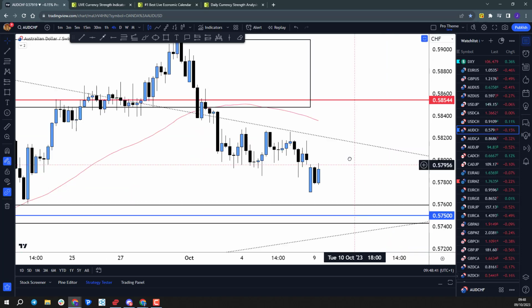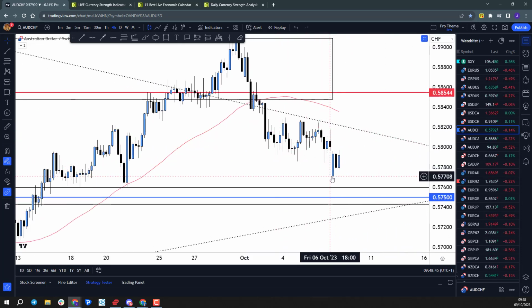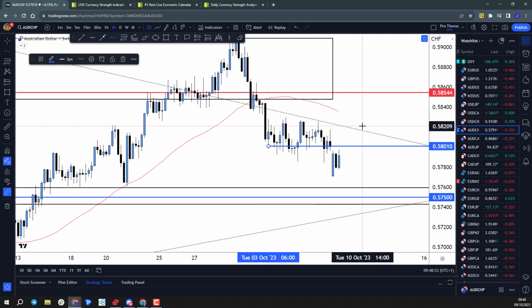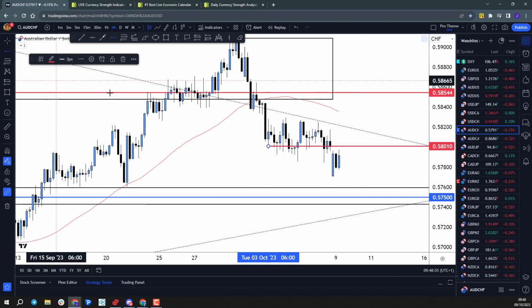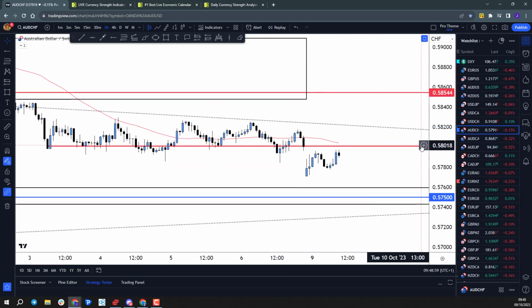Now, looking at the 4 hour, like I said previously, we had a consolidation. Price has broken out of the consolidation. We're pulling back towards the consolidation. Now, we do have a psychological number running through that area. It's the 58.00 level, which could be the level to watch out for a potential opportunity.